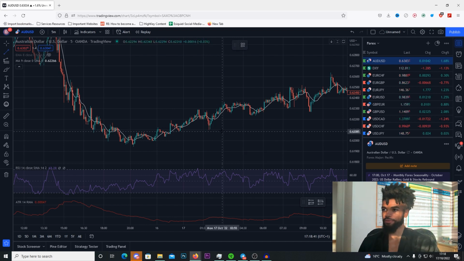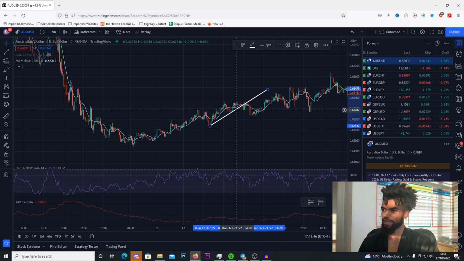If I was to find another example for you, it'd be right here. So if I take this, one touch right here, second touch right there, you can see it rebounded off the other side over here. So it broke through, retested, and dropped down.